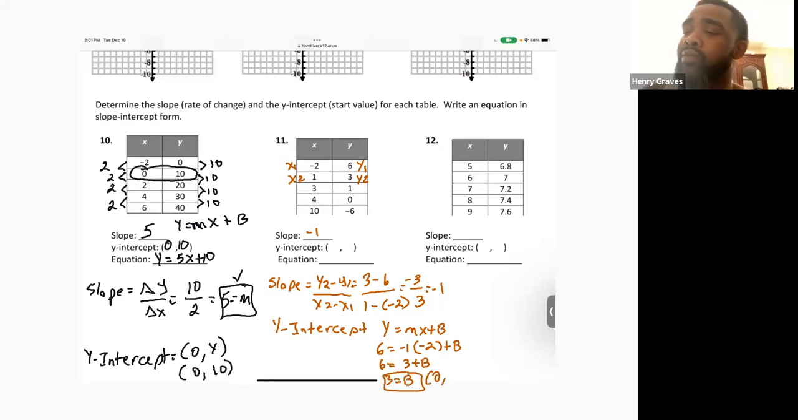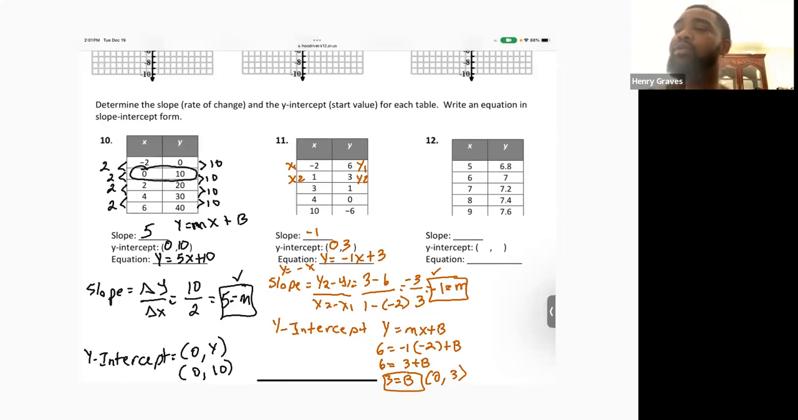So if my b is 3 and my m is negative 1, I'm going to have y equals negative 1x plus 3. You can also do y is equal to negative x plus 3 as well, and that's perfectly fine.